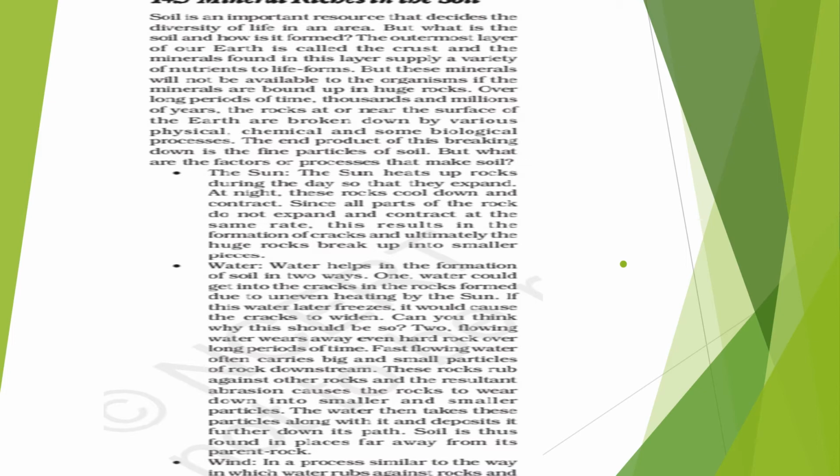Two, flowing water wears away rock over long periods of time. Flowing water often carries big and small particles of rock downstream. These rocks rub against other rocks, and the resultant abrasion causes the rocks to wear down into smaller and smaller particles. The water then takes these particles along with it and deposits them further down its path. Soil is thus found in places far away from its parent rock.